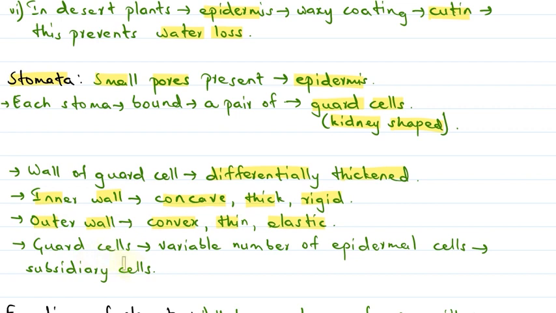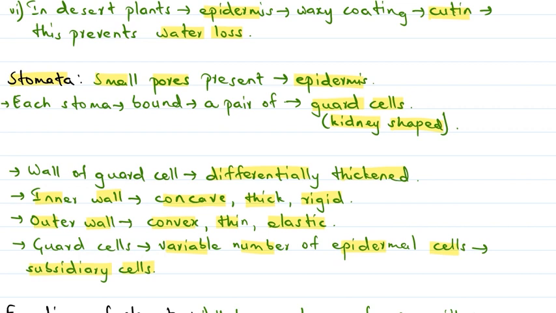So these guard cells are variable in number. Okay, so the guard cells are surrounded by a variable number of epidermal cells, and these variable number of epidermal cells that surround the guard cells are known as subsidiary cells.